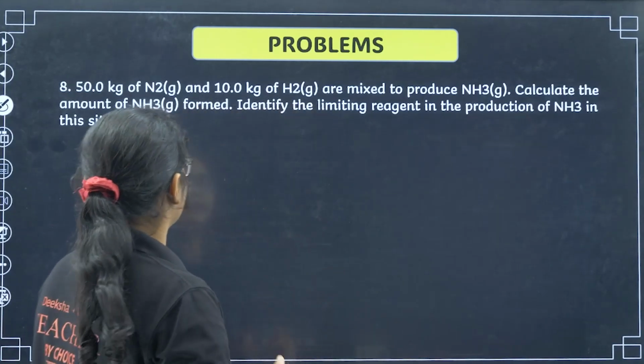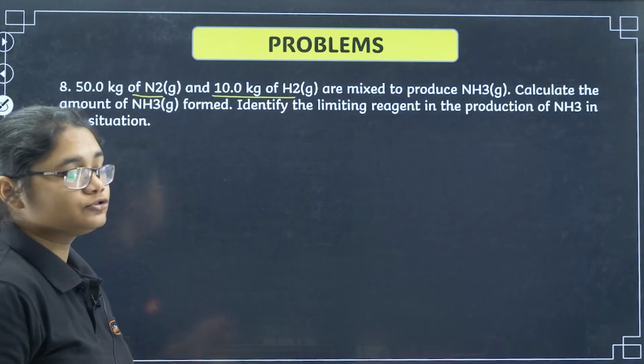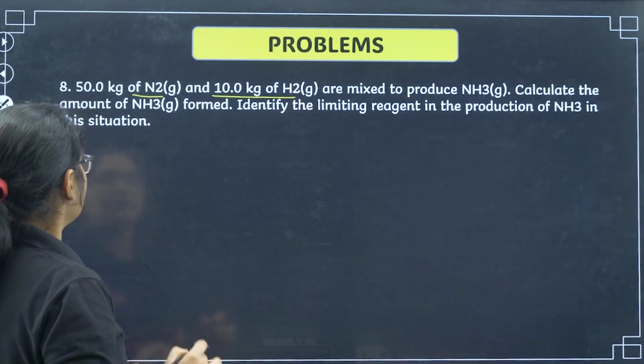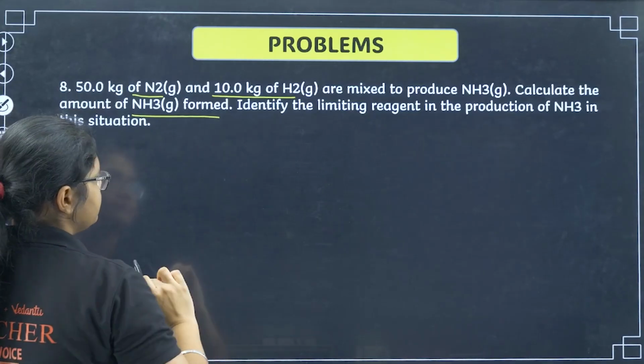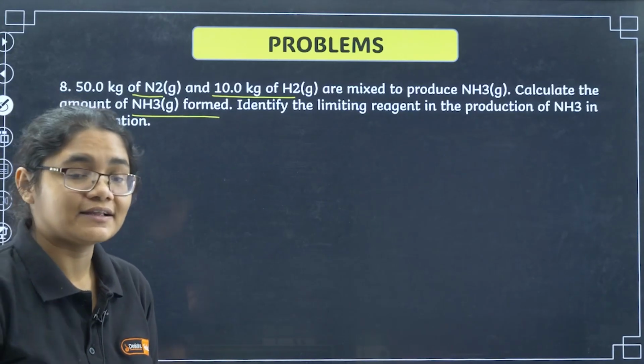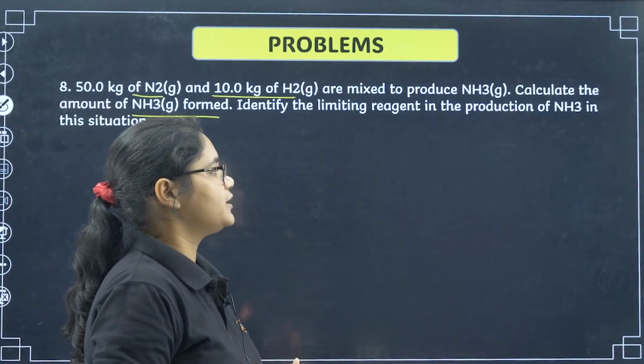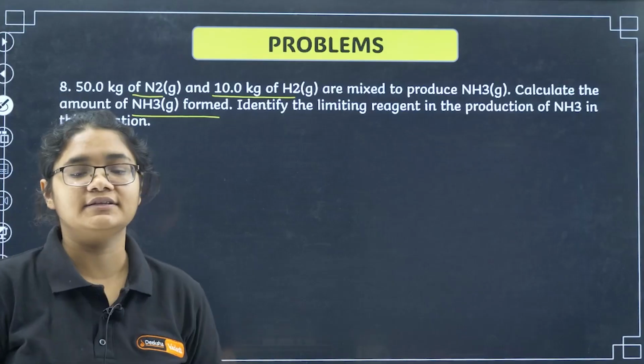So the question here is, you have 50 kg of N2 and 10 kg of H2 mixed to produce NH3. Calculate the amount of NH3 formed. When I mix these two, how much NH3 has been formed, that you have to calculate. Identify the limiting reagent in the production of NH3 in this situation.